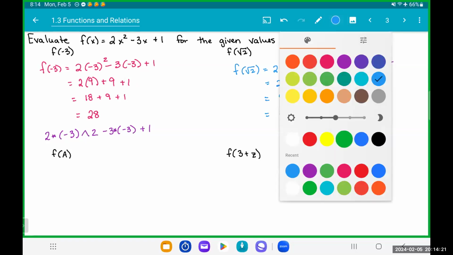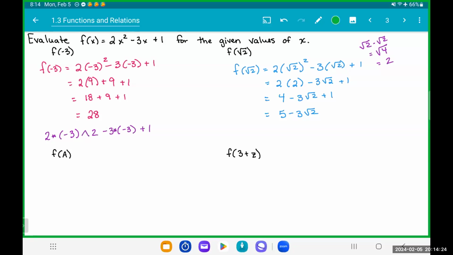Okay. All right. Any questions? So this next one is we're substituting the letter a. So this is f of a equals 2a squared minus 3a plus 1. And technically, we could have written it in the parentheses to stay in true form, and then simplified it just to be 3a squared minus 3a plus 1. Okay, questions?